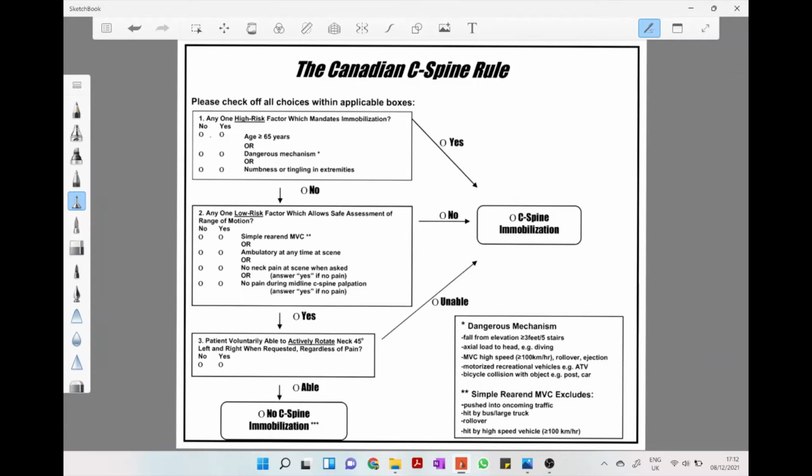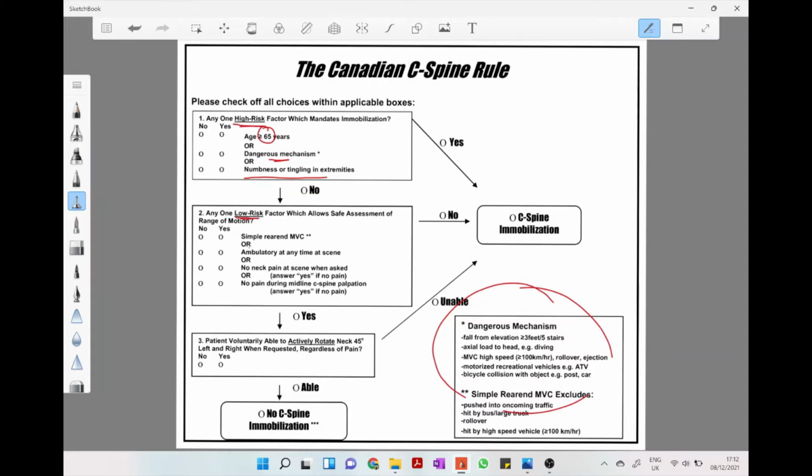This is the Canadian C-spine rule. First of all, is there one high risk factor which would mandate immediate immobilisation? Is the patient over 65 years old? Was there a dangerous mechanism to the road traffic accident? Or is there focal neurology when you examine them?